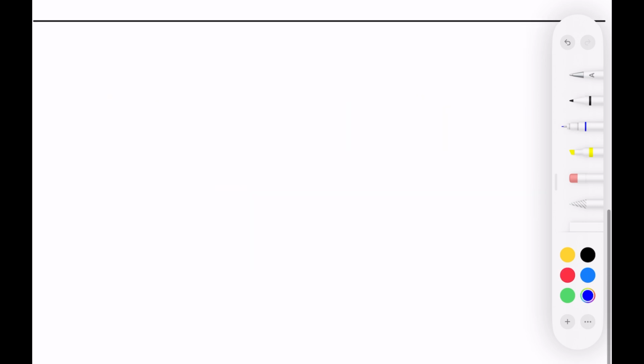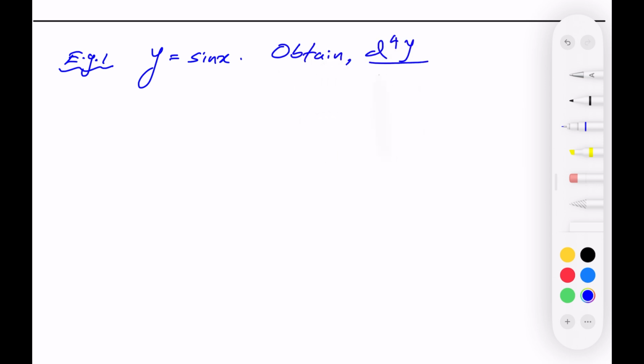All right. Now we will look at an example. Here's your first example. We will let y be sin x. Obtain d fourth y over dx fourth. I need the fourth derivative. We have to go step by step. Since y is equal to sin x, let me differentiate that once. Hence, I can obtain dy by dx. dy by dx should be equal to cosine x.